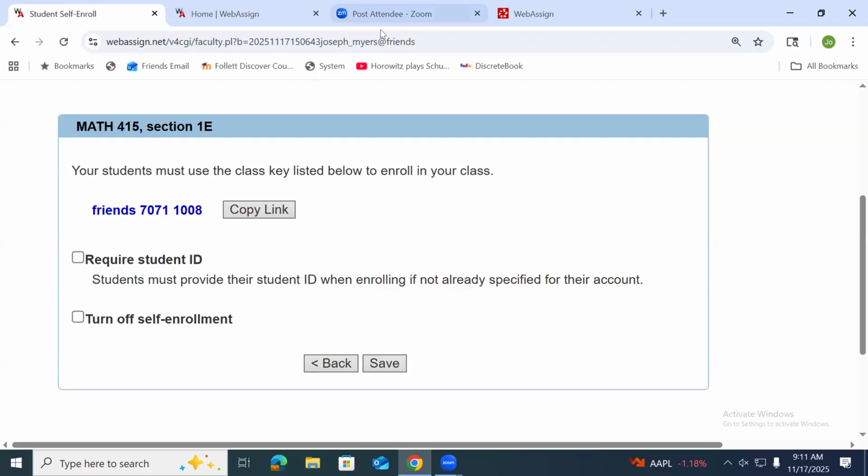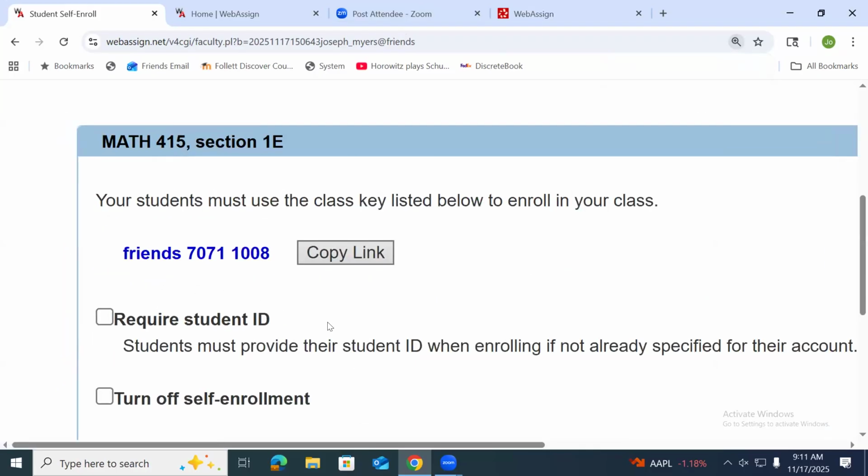Okay, so there is the class key. You can write it down on your page of notes right now. And then I'm going to put the link into Moodle later on, but I don't want to take time out of class to do that at this moment. Just write that number down, friends, and then space 7071 1008.